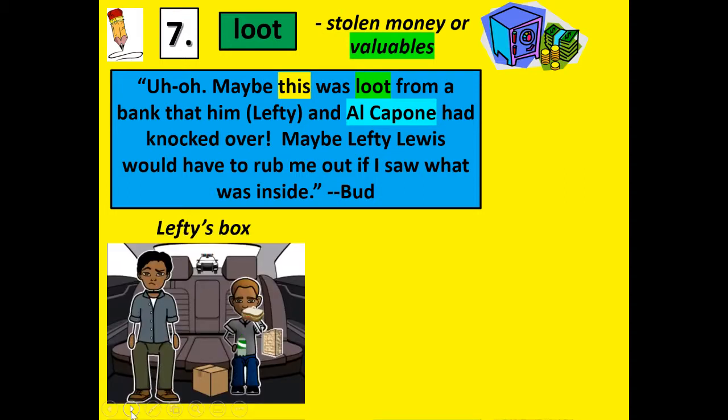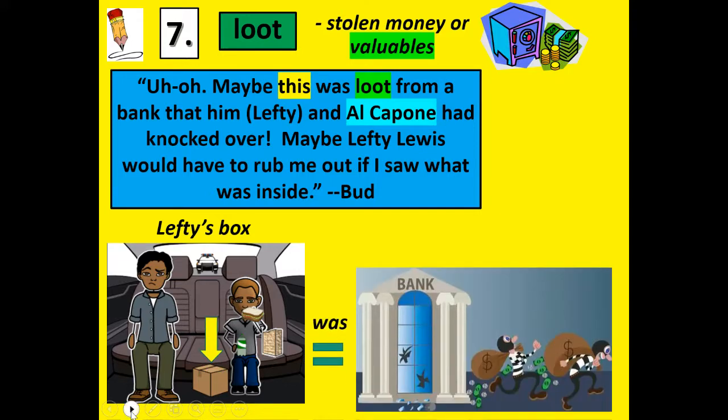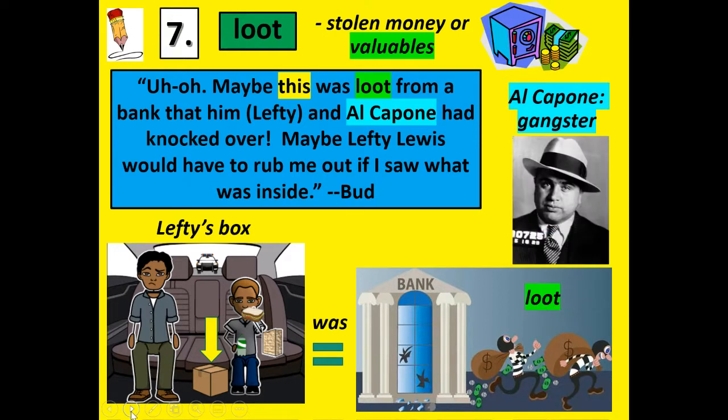So Lefty's box was loot. Maybe this was loot. So he's comparing the box to loot, stolen money or valuables. And Al Capone is a famous gangster during the Depression, a mob boss. And that's a metaphor.